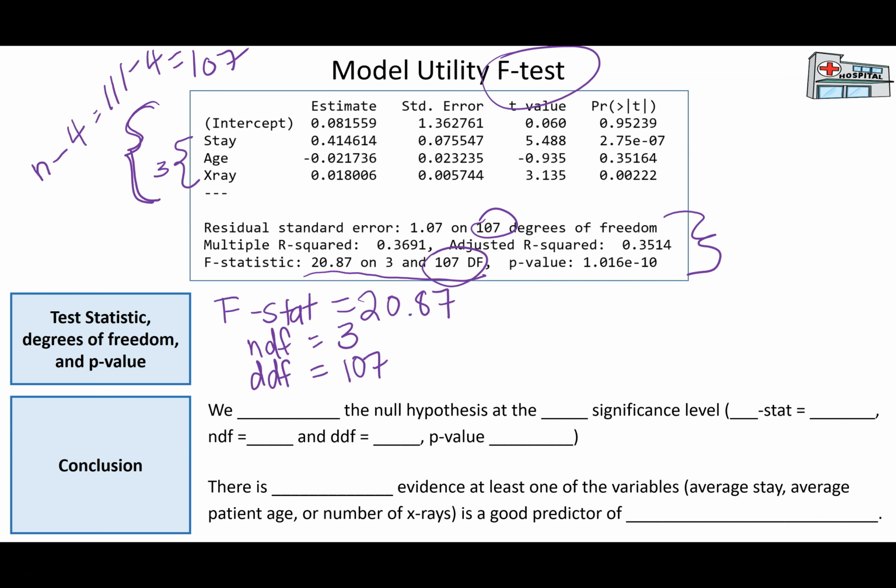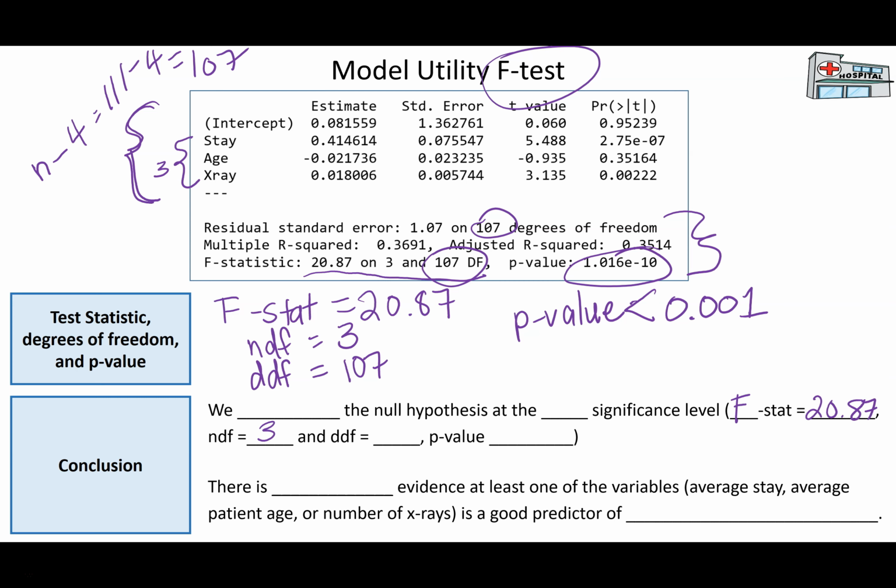It's written both places. The p-value is always going to be a one-sided p-value with an F-test. The F distribution is very right skewed. It's always going to be one-sided. And looking here, it's really, really tiny. So I'm just going to say, hey, it's less than 0.001. That's pretty small.